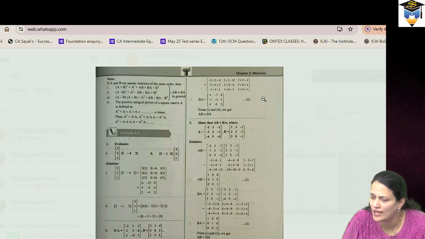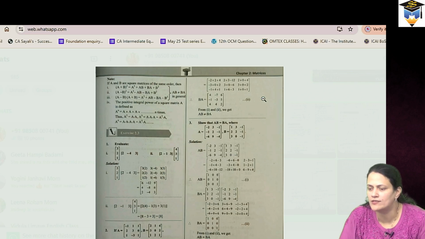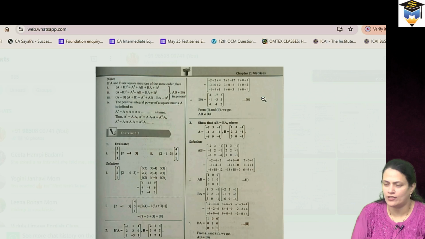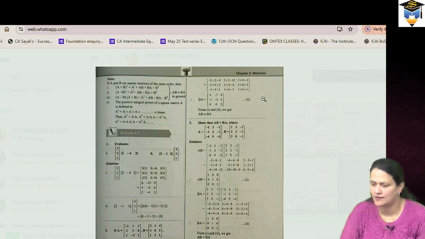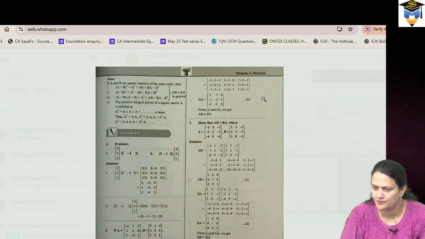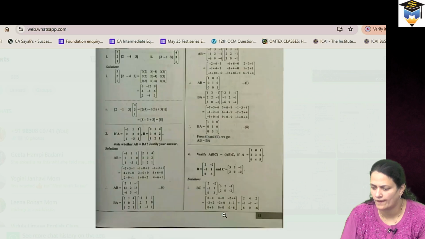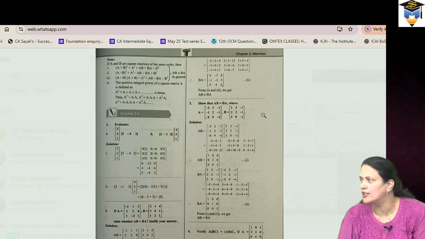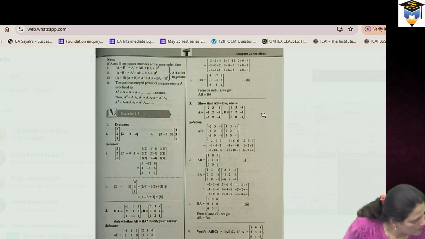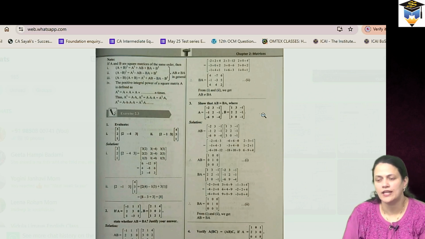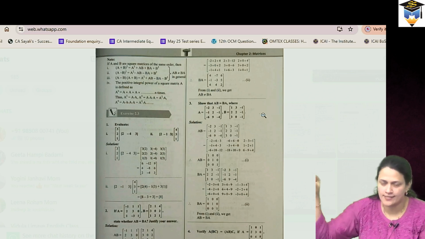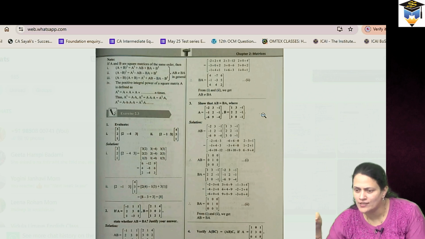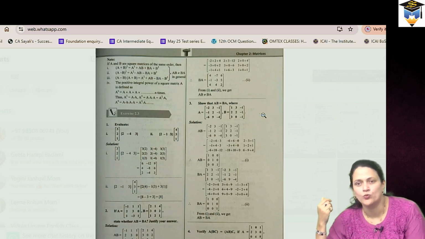So the answer of BA should be 4 minus 7 6, minus 1 minus 3 5, and 4 4 2. Please check whether you are getting the same answer. Online students, is this visible? Please write in the chat box. Done? Finished? Did you get the same answer? I am going to tell you row wise. 4 minus 7 6, minus 1 minus 3 5, 4 4 2.